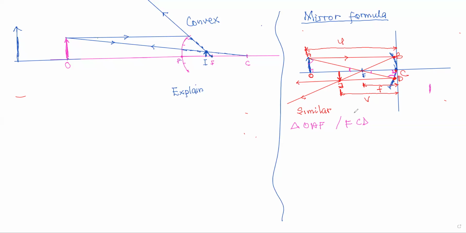Class, are we okay? Yes, sir. Because they are similar triangles, the ratio of their equal sides, the ratio of their same sides, must be equal.